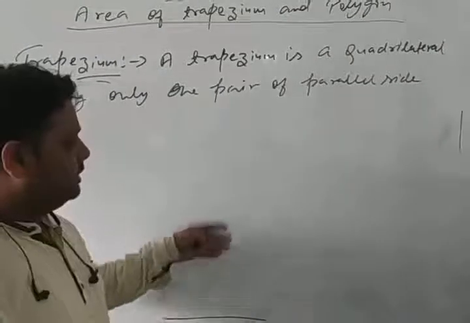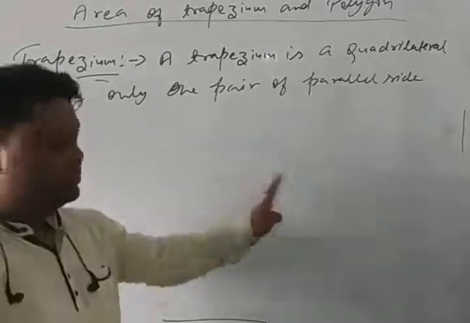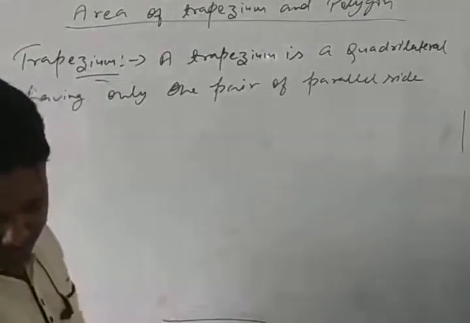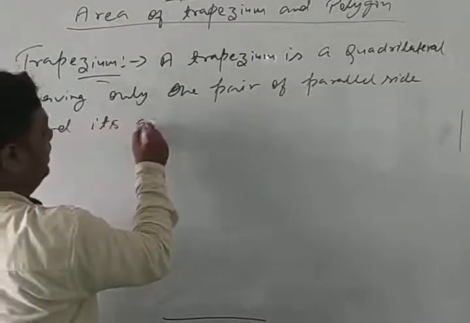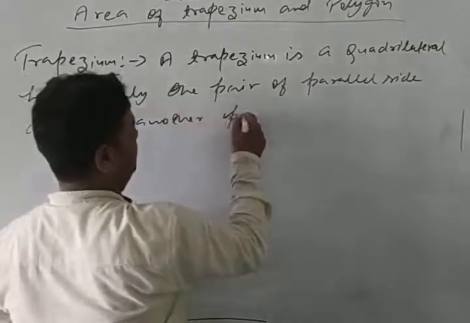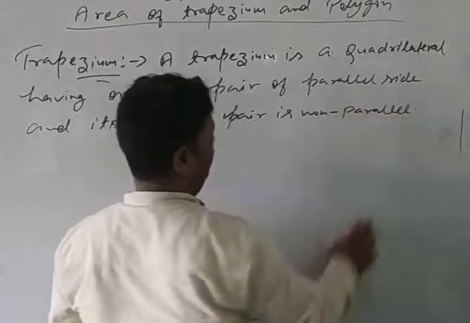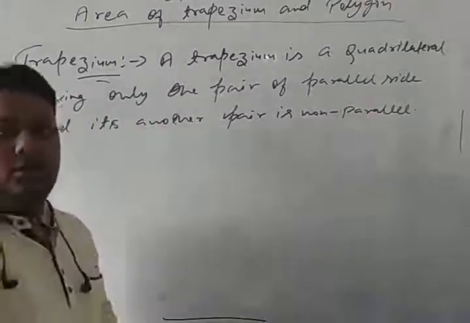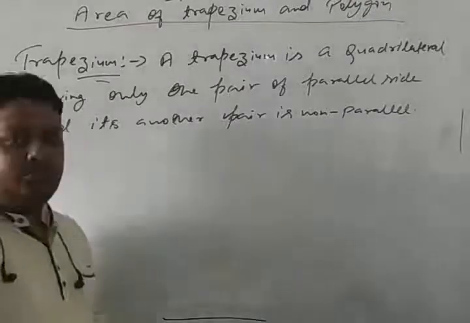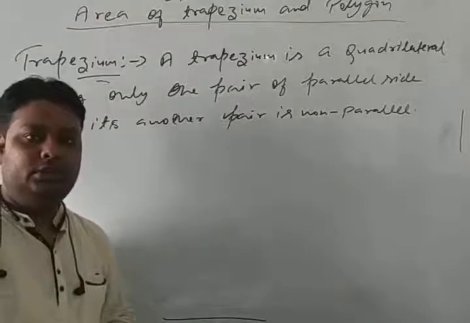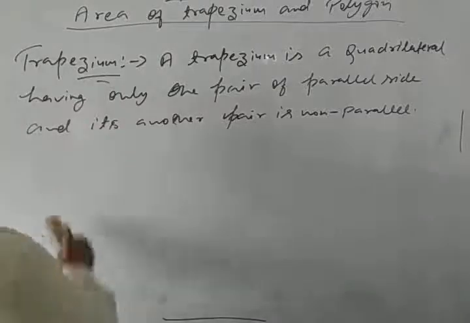Any one pair, the first and the second side, these two sides are parallel. And its other pair is non-parallel. Okay. Now let's elaborate the property of trapezium with the figure. This is the definition.